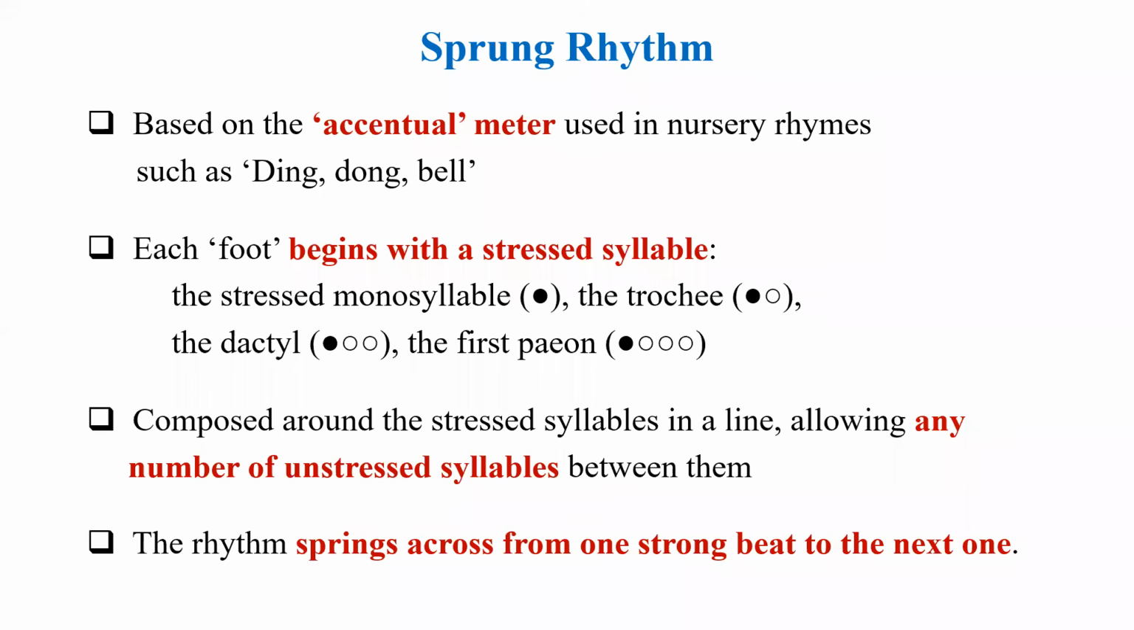So what happens when it comes to sprung rhythm? You can have any number of unstressed syllables, no problem at all. But we jump from one stressed syllable, past the unstressed syllables, to another stressed syllable, and from there to another stressed one. So we are springing, jumping from one strong beat to another. That's why we call this sprung rhythm. We are jumping from one accented syllable to another accented syllable. So ding, then you go to dong, then to bell. Okay, so this is sprung rhythm.